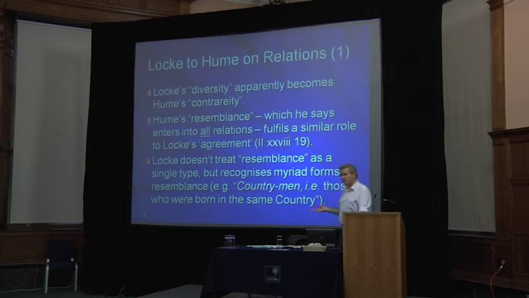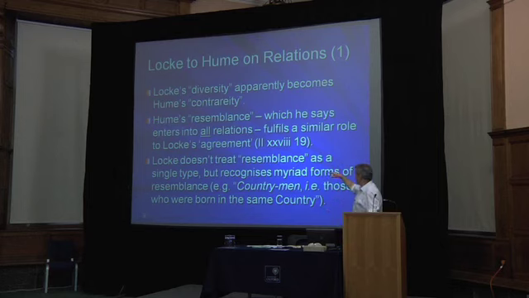Now, Locke says similar things about agreement. Locke talks about agreement or disagreement of ideas. And it seems to me that Hume's resemblance here is playing a rather similar role to Locke's agreement. If you find that a bit confusing, I'm not surprised. I would just suggest go and look at the texts and you'll see that they are using these as a sort of catch-all. Things that fall into any kind of relation are said by Hume to resemble, and they're said by Locke to agree.